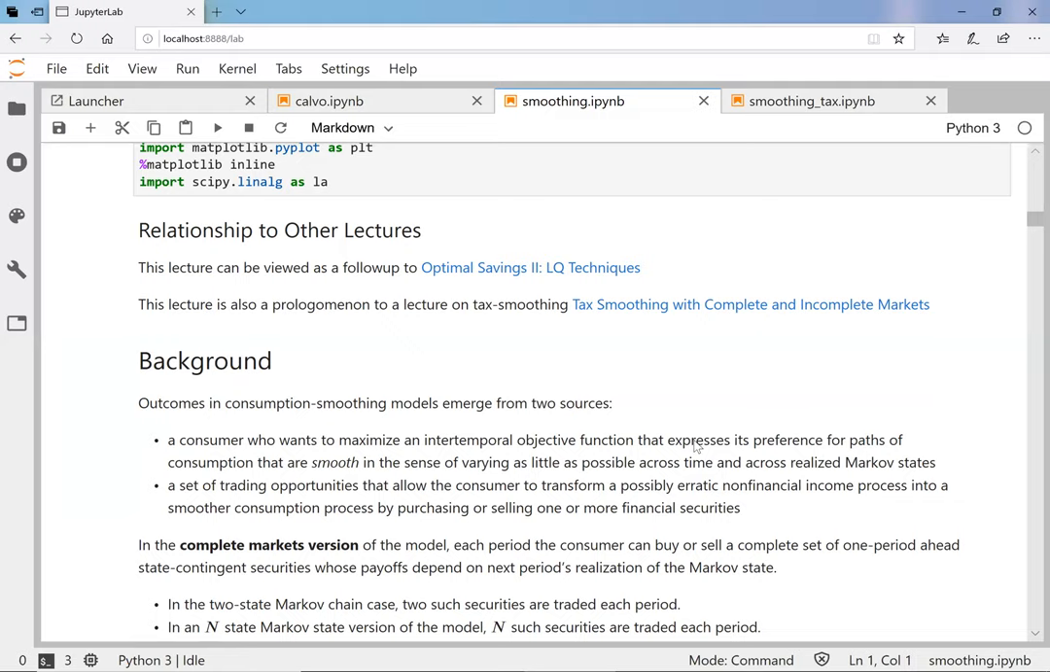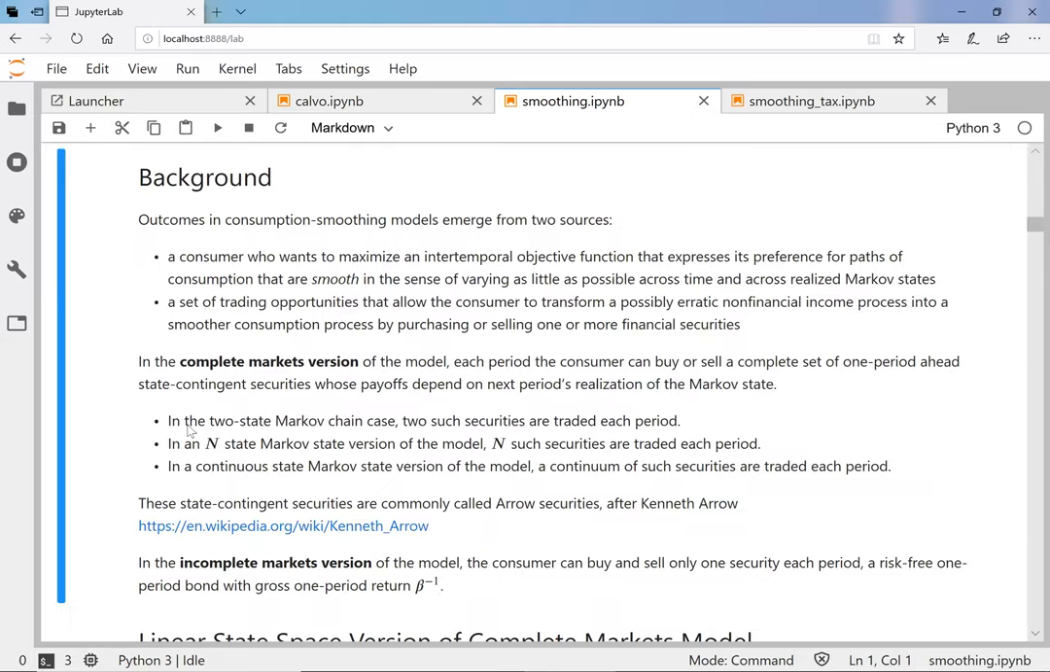Okay, so what's going to happen? Outcomes in this model are going to come from a couple of things. It's what the consumer wants, and second, what opportunities are available to them. So as always, it's an interaction between desires and constraints. In the incomplete markets model, I already told you, there's only one asset, a risk-free one-period bond. In the complete markets models, you have all these arrow securities. In the two-state Markov chain, there are only two securities every period. In the n-state Markov chain, there are n versions. In the continuous state Markov chain, there's a continuum of one-period arrow securities.